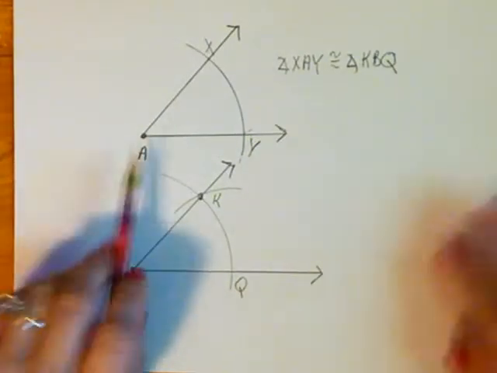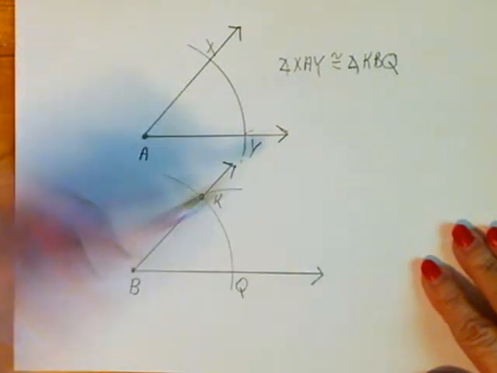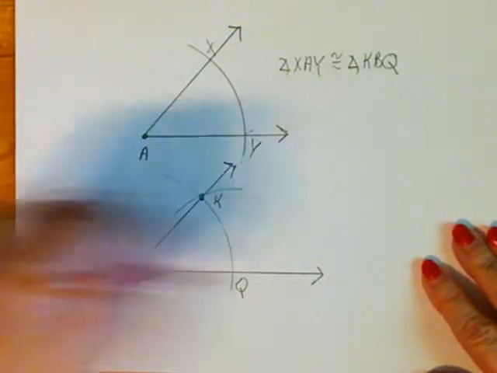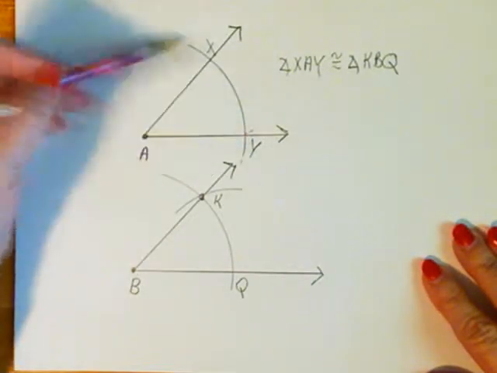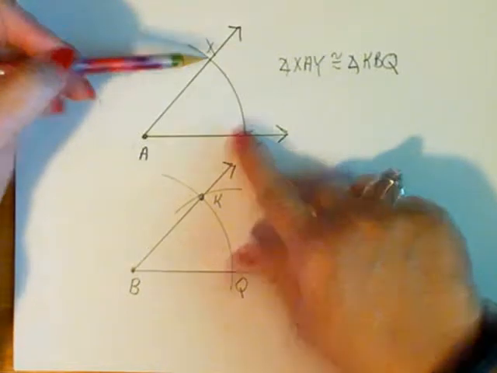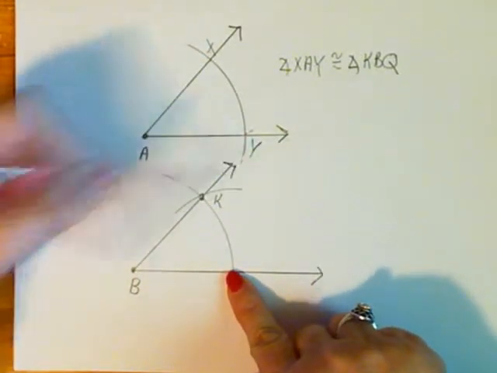So remember the steps. Draw the ray. Draw the other ray, go down here and draw a ray, make your first arc, do an arc down here, measure here and arc, and then connect.